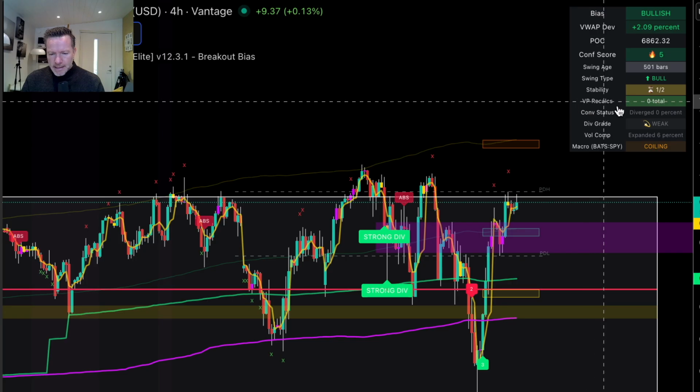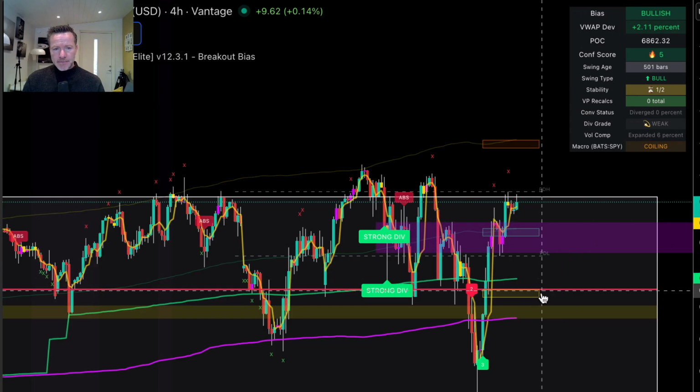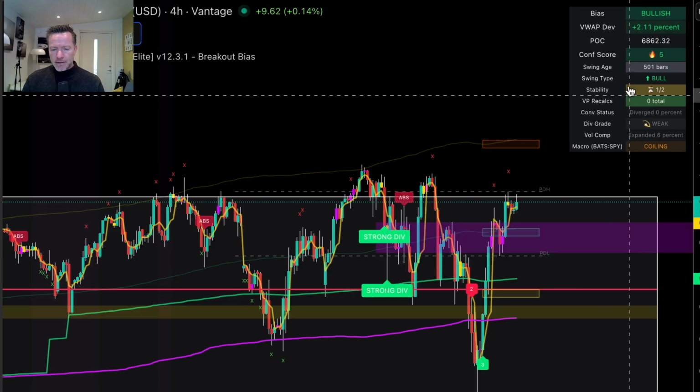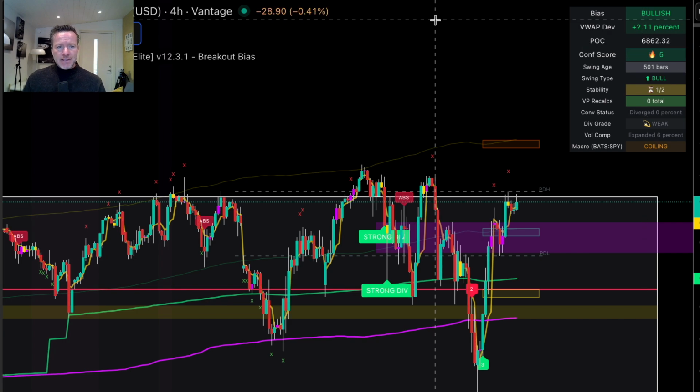And look at this in the dashboard called volume profile recalculations. That means institutions established their cost basis around 6,862 and they haven't repositioned. When you see 0 recalculations here, it means conviction. They are not wavering. Now watch the price action closely.